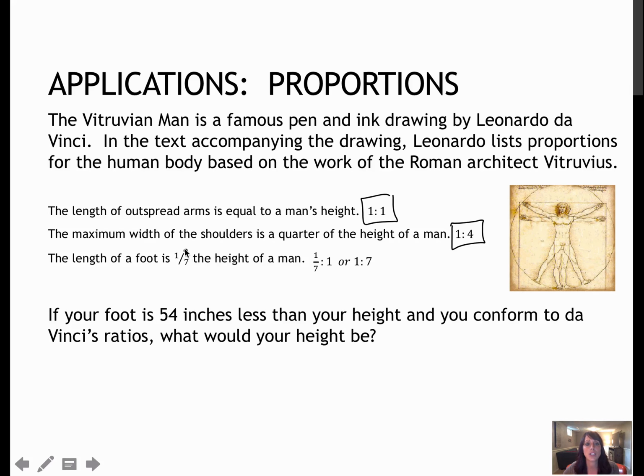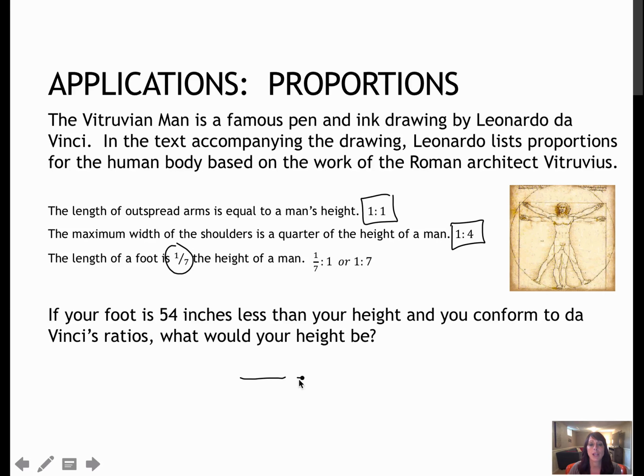And the length of a foot is 1/7 the height of a man, so that ratio would be 1/7 to 1, or a little bit easier, 1-to-7. So if your foot is 54 inches less than your height, and you conform to Da Vinci's ratios, what would your height be? So how are we going to do this?